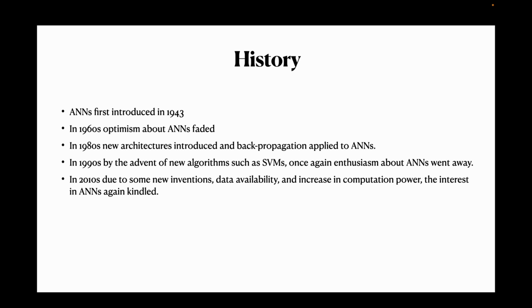And for a long time, researchers who were working on artificial neural networks were not too proud of what they were doing. And in the 2010s, there were some new inventions and data availability and increasing computation power that again changed the perception about artificial neural networks. But the word artificial neural networks didn't have a positive connotation among researchers, so people changed the name to deep learning. So you start hearing about deep learning.